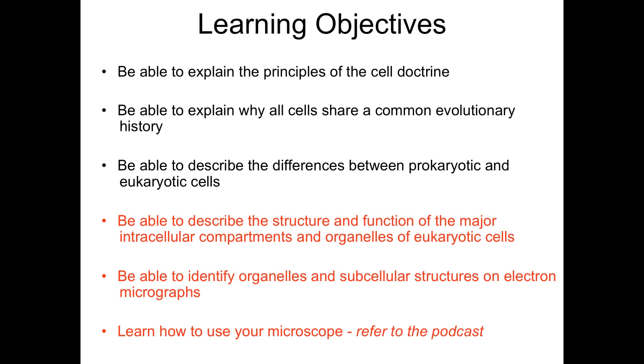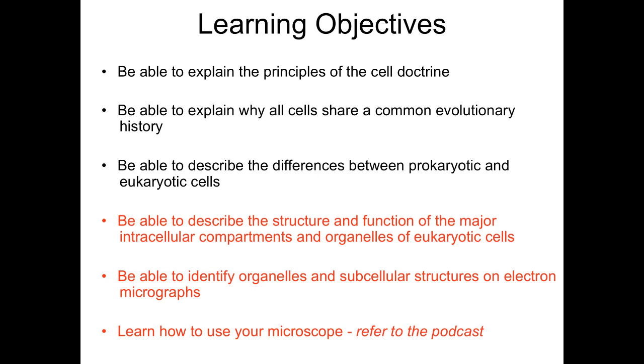You should be able to explain principles of the cell doctrine, be able to explain why cells share a common evolutionary history, and clearly be able to describe differences between prokaryotic and eukaryotic cells. Now, for our course, you should be able to describe the structure and function of the major intracellular compartments and organelles within eukaryotic cells. We will spend some time over the next few days reviewing those for you.